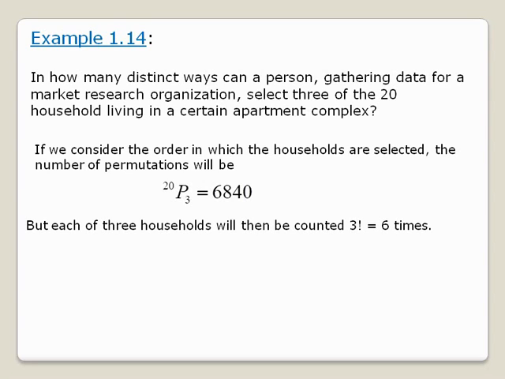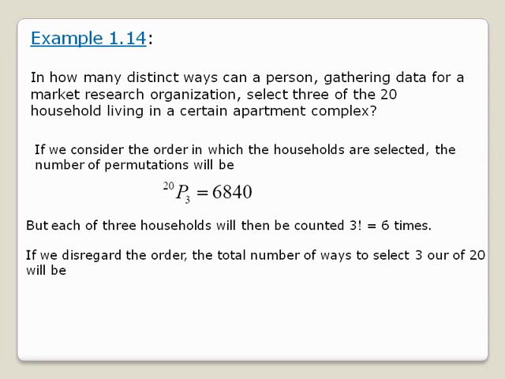But actually, the order doesn't matter here because what we need is to select just 3 households out of 20. If we disregard the order, the total number of ways to select 3 out of 20 will be 20 permutation 3 divided by 3 factorial. So the final answer will be only 1140.